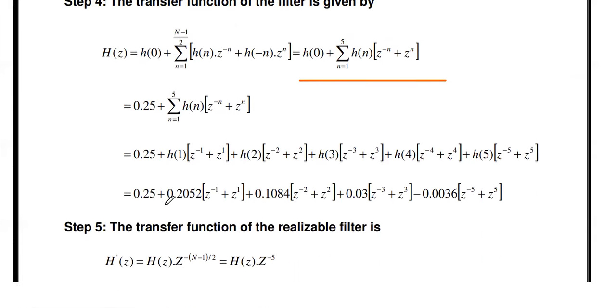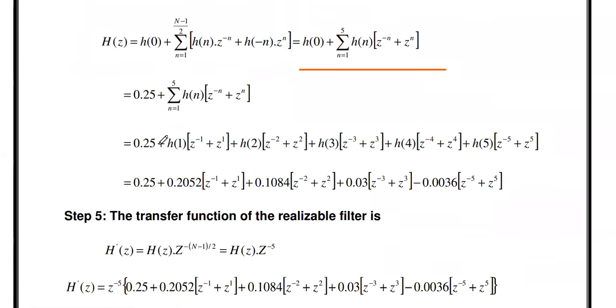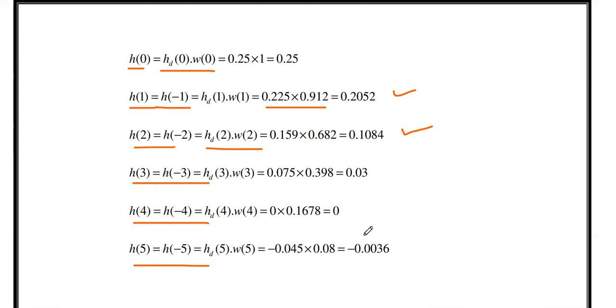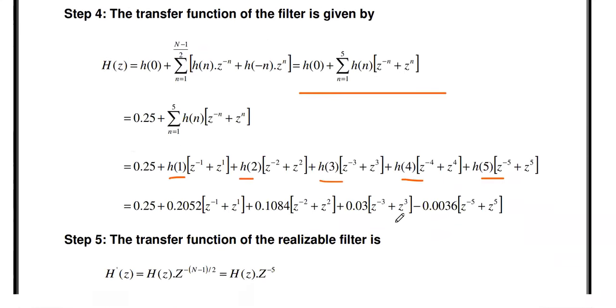If you expand, you get h[0] plus, first putting n equal to 1, h[1] into (z^-1 + z^1), plus h[2] into this, h[3] into this and so on, up to h[5] into (z^-5 + z^5). Then you substitute the values of h[1], h[2], h[3], h[4] and h[5]. Here we calculated that h[4] is 0, and all the remaining terms have some value. So you just substitute.